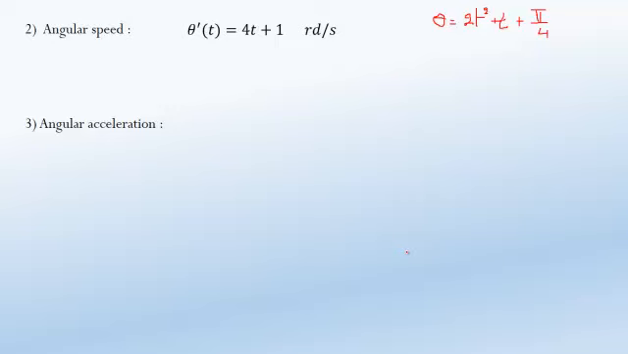Now deduce this angular speed at t equal 1 second. We substitute t equals 1 second, and we'll have theta prime equal 5 radian per second. Now in order to find the angular acceleration, we must take another derivative, of the angular speed. So theta double prime is equal to the derivative of theta prime. By deriving 4t it will be 4, and the derivative of 1 is 0. So this will be the angular acceleration.